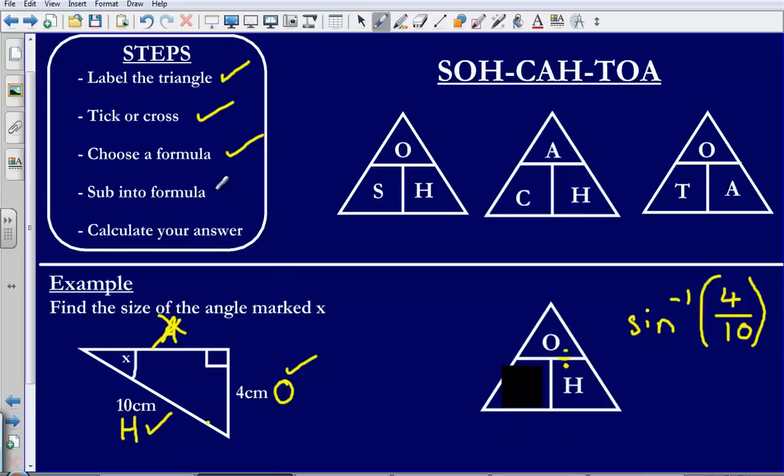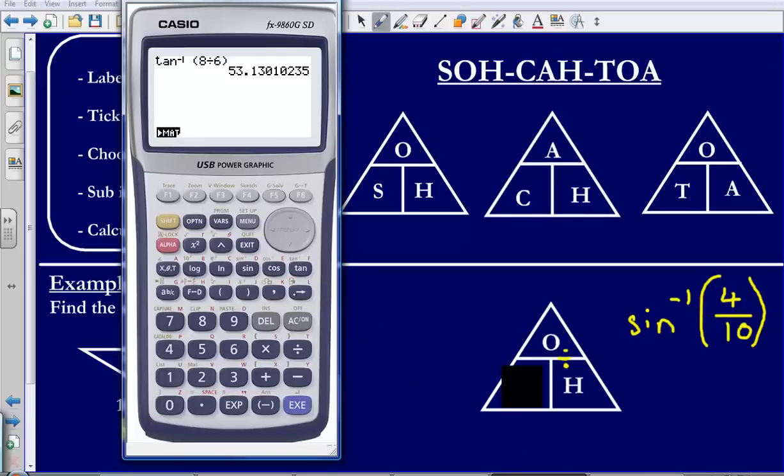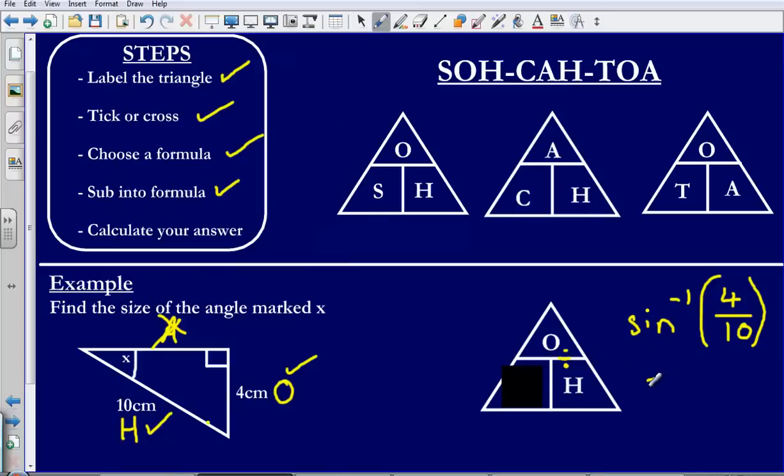So, we've substituted into our formula. All that's left to do is to calculate. So shift, sin, and put in brackets 4 divided by 10, and that gives us an answer of, to the nearest degree, 24 degrees.